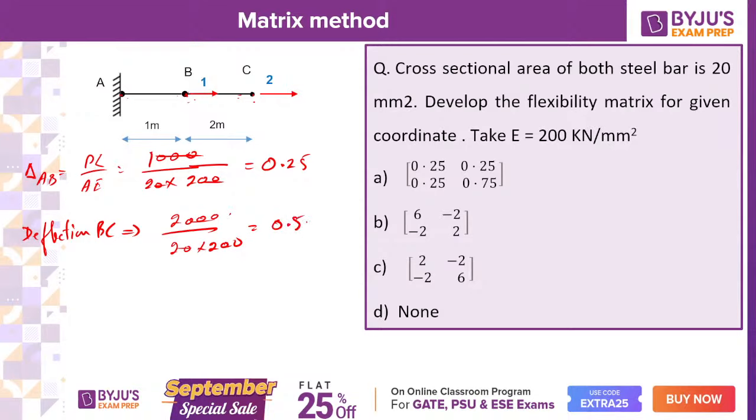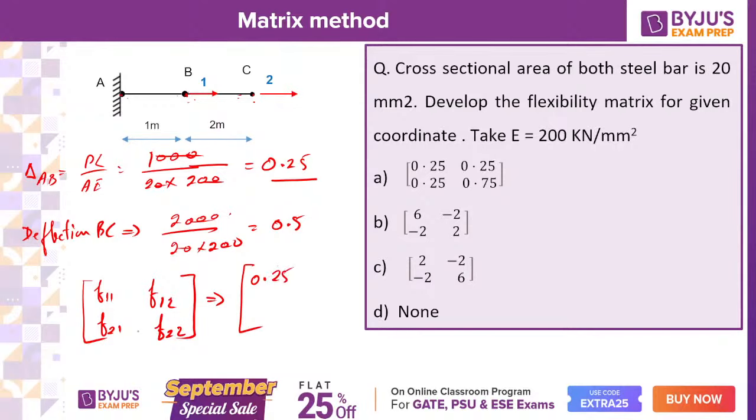And you'll get 0.5. Now to develop the flexibility matrix, what will be the flexibility matrix here? See, F11, F21, F12 and F22. What is the meaning of F11? Tell me, what is the meaning of F11? Displacement at 1 due to the unit load applied at 1. So if you apply the unit load at 1, the displacement of joint B will be how much? 0.25.